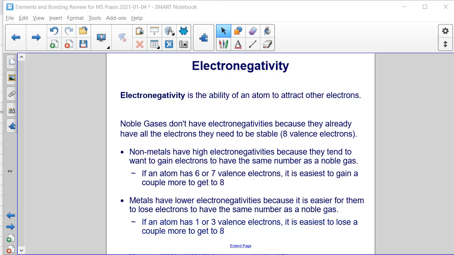Metals have lower electronegativities because it's easier for them to lose their electrons. So think of a sodium or a potassium. They'll much more easily remove their 1 valence electron than they will gain 7 in order to have the same number as a noble gas. So if an atom has 1 or 3 valence electrons, it's easiest to lose a couple more to get to 8.